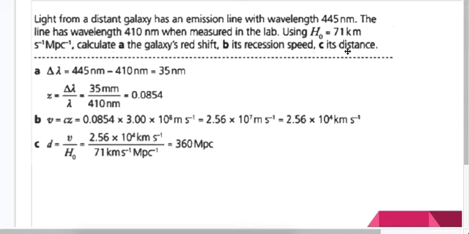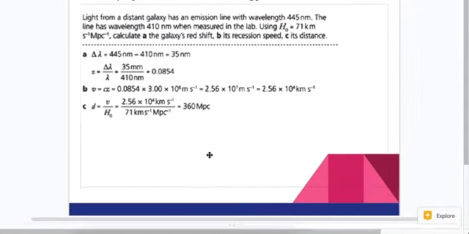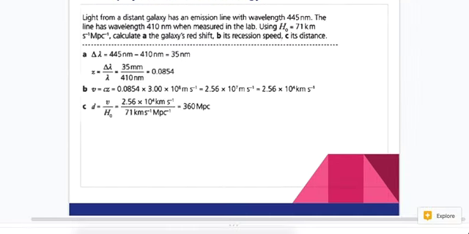And the distance can be calculated by the Hubble's law. We have the velocity divided by the Hubble's constant, 71 kilometers per second per megaparsec, and 360 megaparsecs is your distance here. So these are the types of calculations that they can expect you to perform based upon these laws.